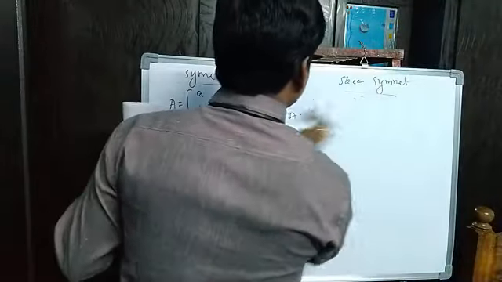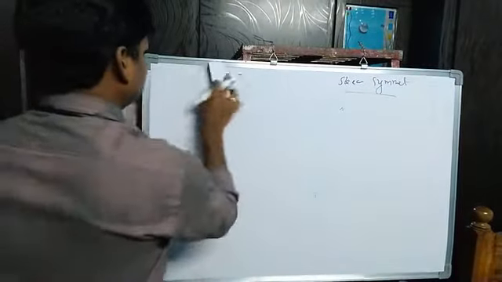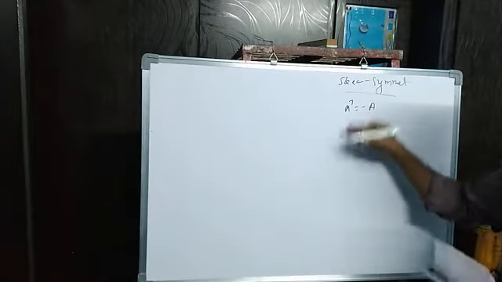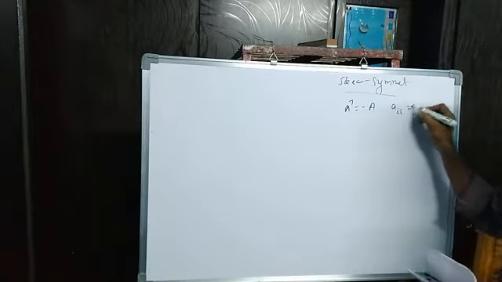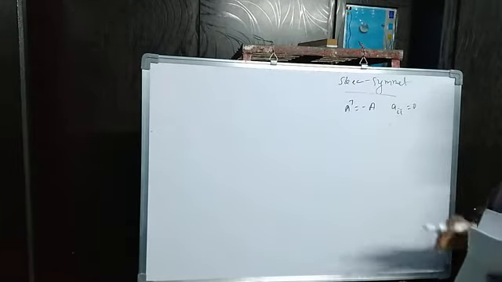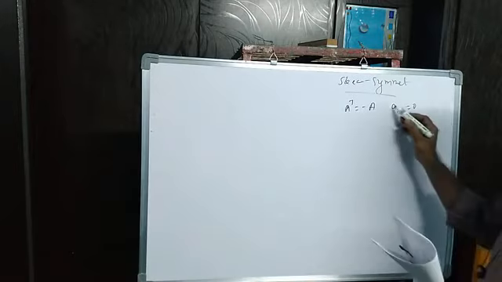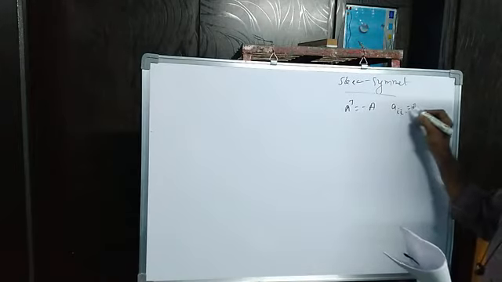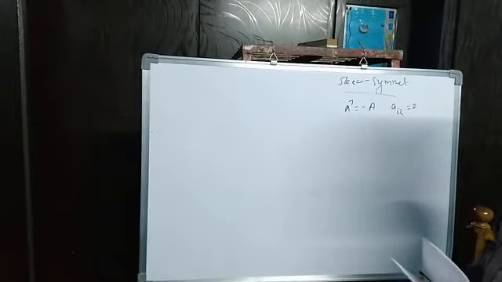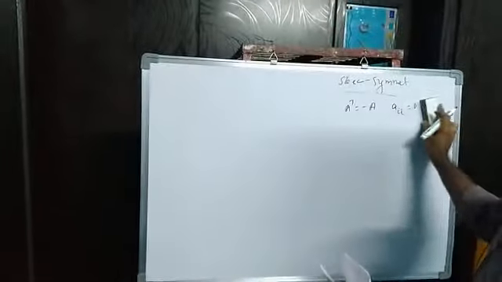Remember. Next, skew symmetric matrix. Example. That means the general structure of a skew symmetric matrix. Skew symmetric matrix means, as I told you, A transpose equals minus A. And after simplification, this is what we got: a_ii equals 0. That means compulsorily A must be a square matrix. And a_ii equals 0 means in a skew symmetric matrix all diagonal elements are 0. So you have to remember that one.